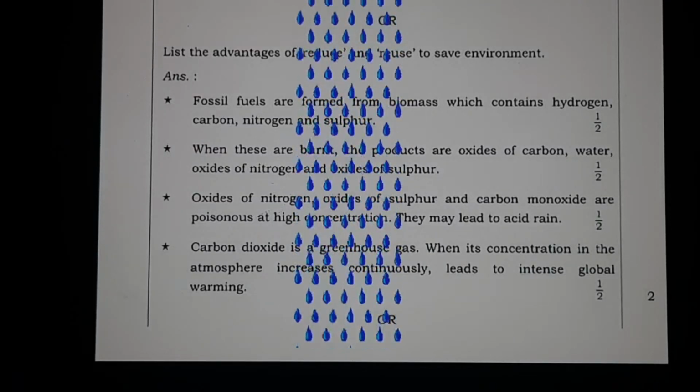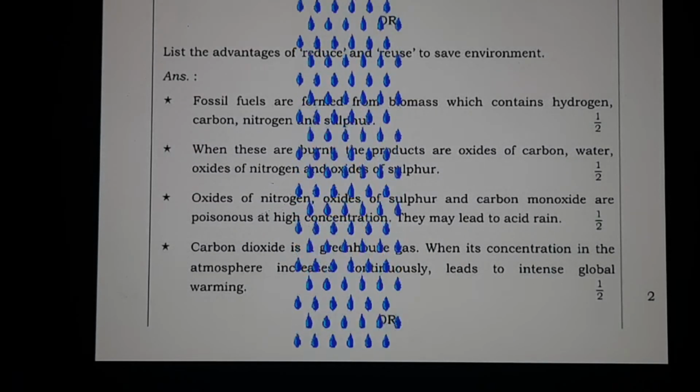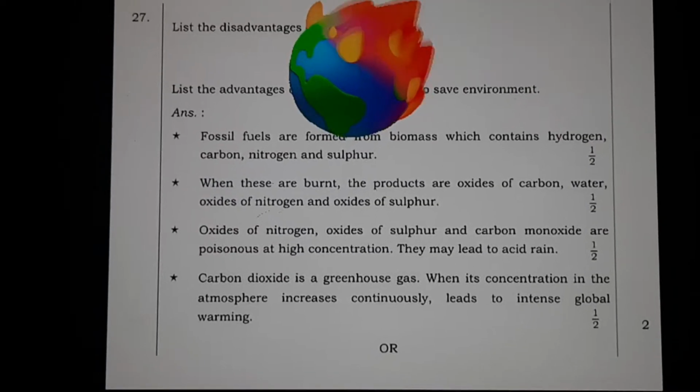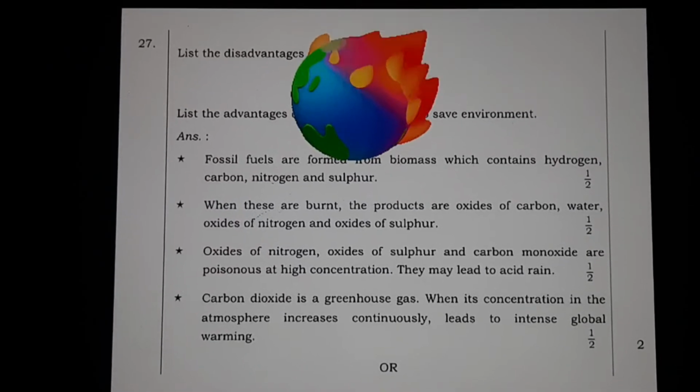They may lead to acid rain. This is for half marks. Carbon dioxide is a greenhouse gas. When its concentration in the atmosphere increases continuously, it leads to intense global warming. This is for half marks.